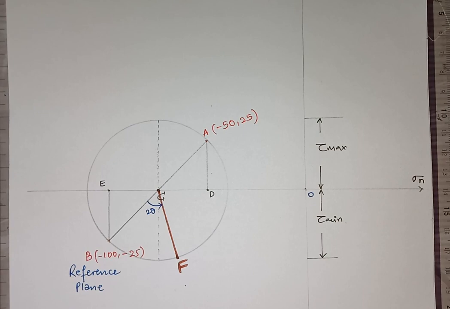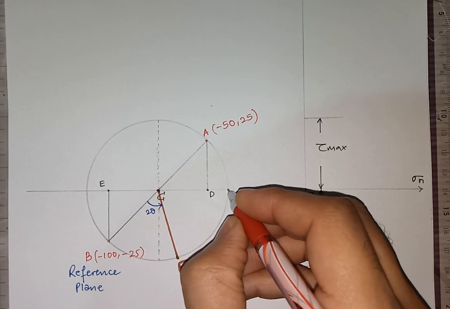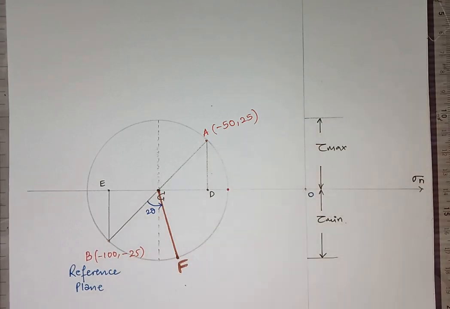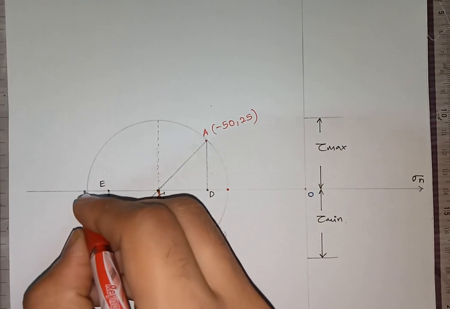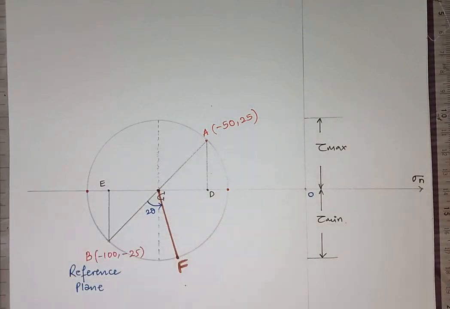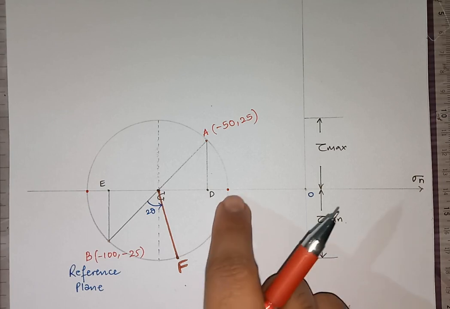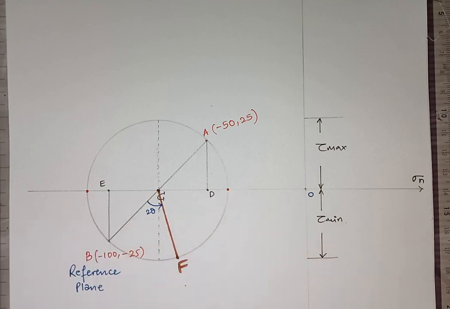Now what is a principal stress? It is a stress which is acting on a principal plane. What is a principal plane? It is a plane on which shear stress is 0. So on this circle you check which are the points where shear stress is 0. This is one point where shear stress is 0, and this is the second point where shear stress is 0. These are the 2 points on the circle where the shear stresses are 0. So let us mark the principal stresses.